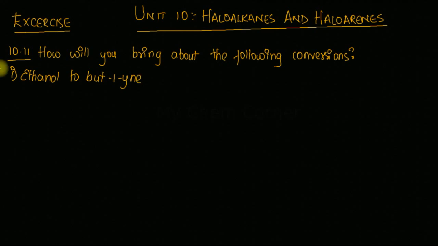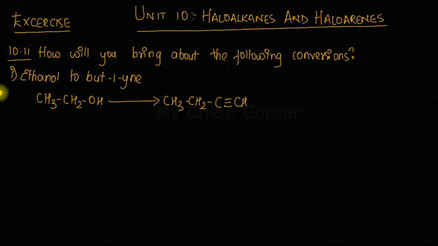This is the question. Alright, so you are going to convert ethanol, which is CH3CH2OH, to but-1-yne with a triple bond. So this is the conversion you are going to bring about. For this, let's see what we have to do. If you see the reactant, you have 2 carbons, but here you have 4 carbons, which means you need to double the chain, right?